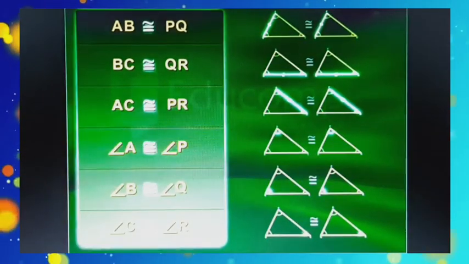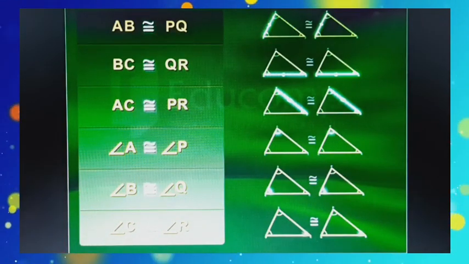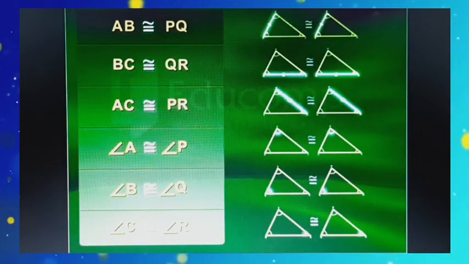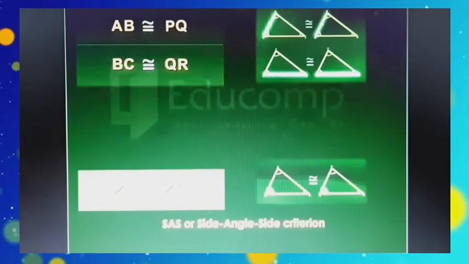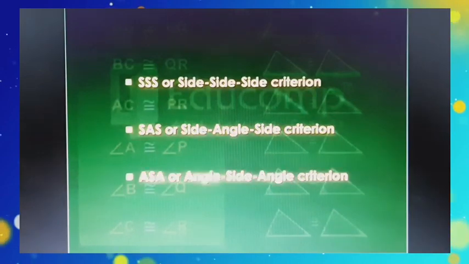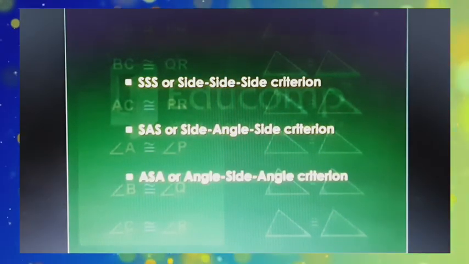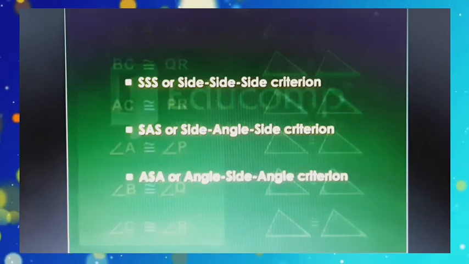Here are 6 possible conditions to determine the congruence of two triangles. Out of these 6 conditions, 3 are sufficient to determine that two triangles are congruent. These are called the criteria for two triangles to be congruent. We'll now examine these criteria for the congruence of triangles.